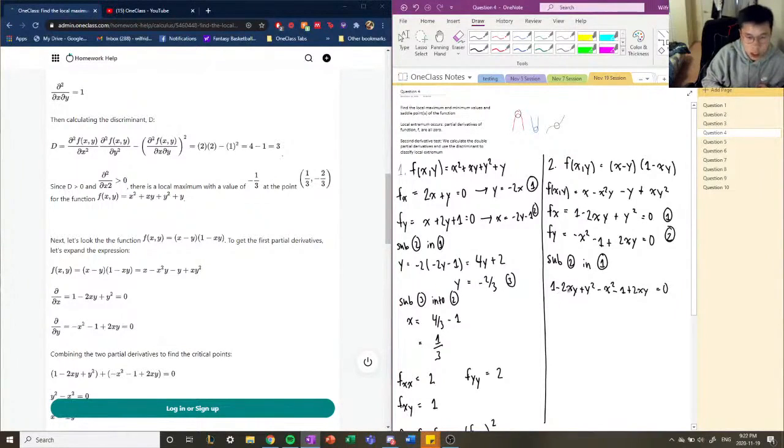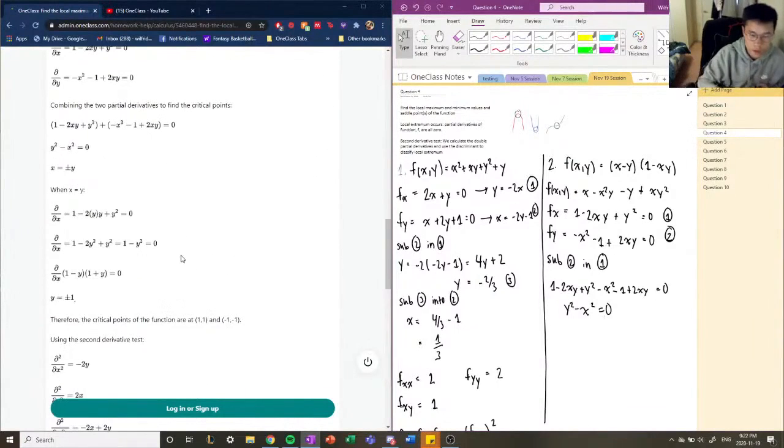We're going to simplify here. So this and this and this and this cancel out, so all we get is y squared minus x squared equals 0. Okay, so now we have figured out that x equals, if we move both sides over, positive or negative y, because we're square rooting a square, right?